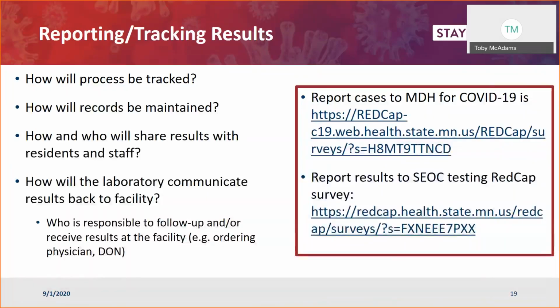And then we talked about reporting, and really looking at what are my responsibilities for reporting, state and federally speaking. What is the process that I need to take in order to track everything and maintain updated records? How am I going to share this information? Who is going to share it, and with whom are we going to share it? So thinking through all those aspects of reporting and tracking.